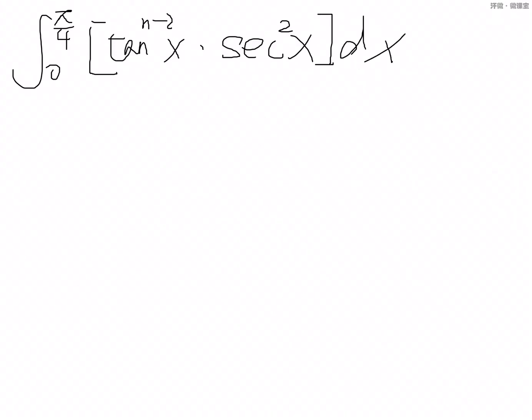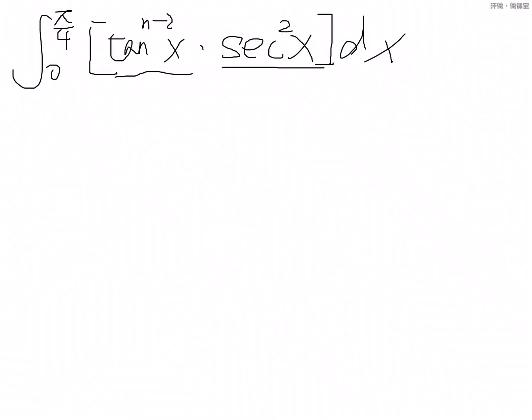Until now, we have a product of two functions. Tangent x to the power of n minus 2 is a function, and secant x to the power of 2 is another function, and they are multiplying together. We never learned how to integrate the product of two functions, so there's only one exception: we learned integration by substitution. But how do we use integration by substitution in this case?